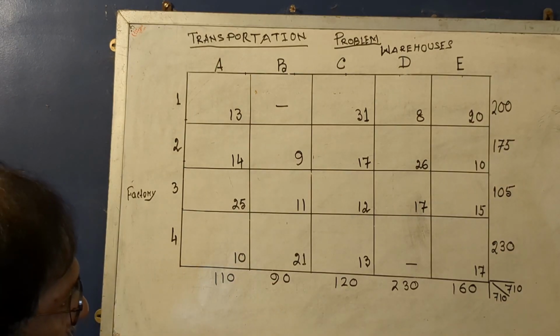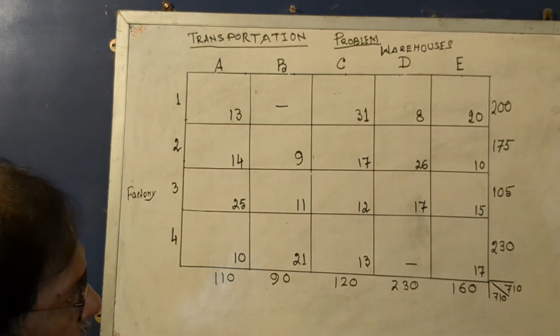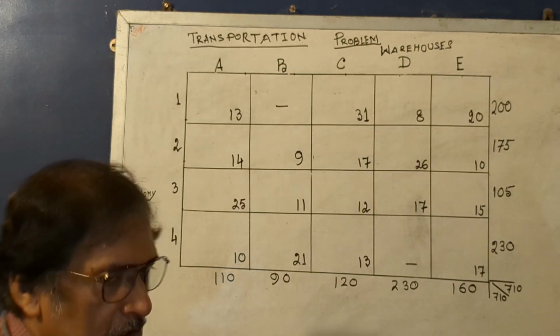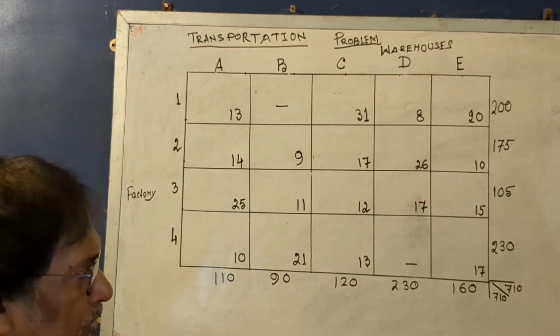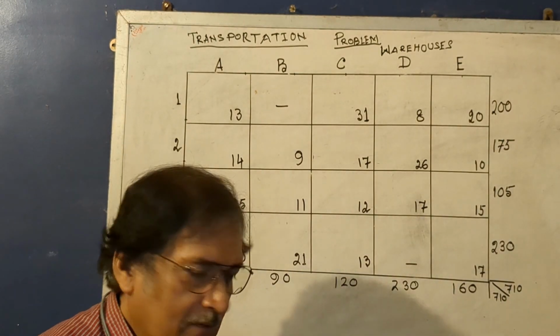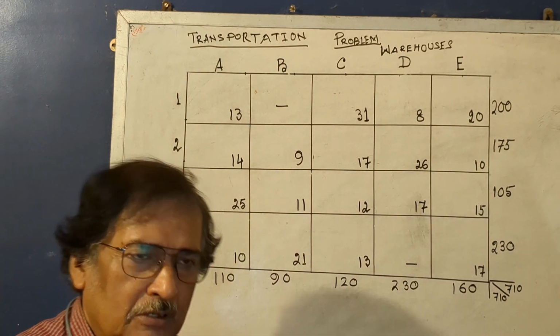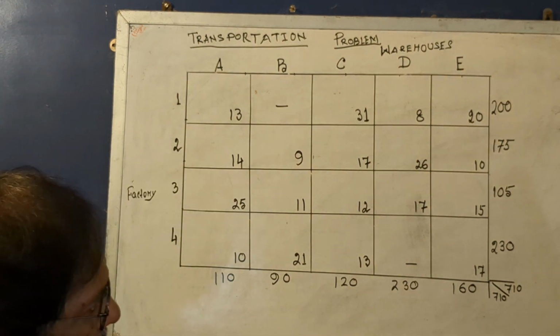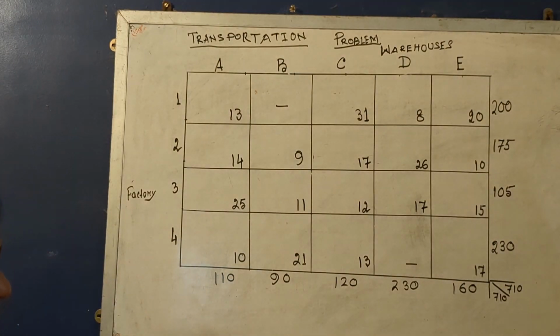This problem will be solved in 2 stages. First, you have to find the basic feasible solution, and in the second stage you have to optimize it. I will use the VAM method, Vogel's approximation method, to find the basic feasible solution. And for optimization, I will use the MODI method. MODI means modified distribution method.